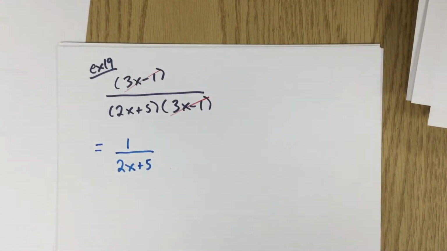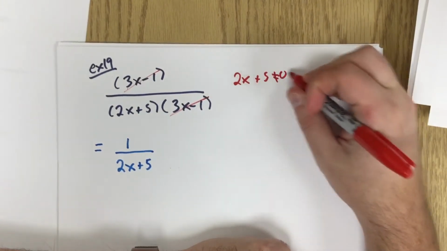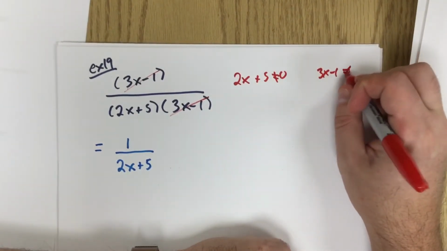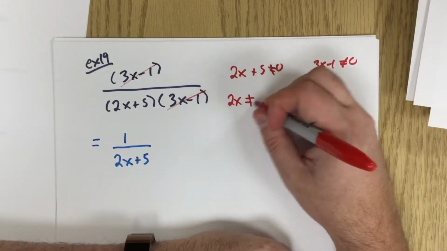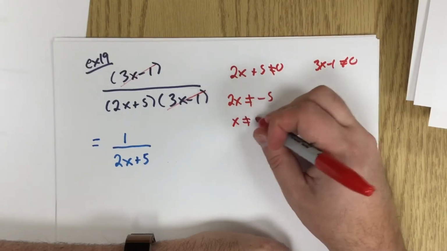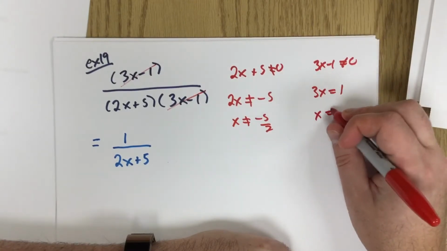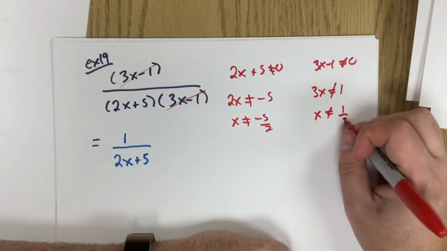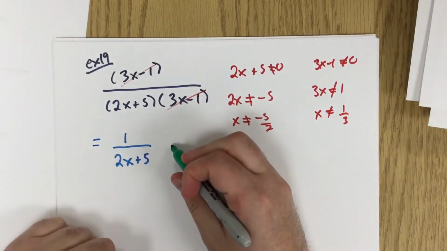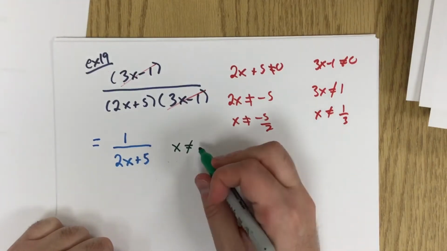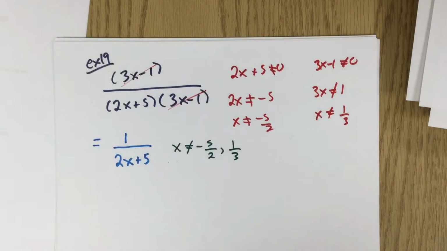The other interesting thing is, of course, we have some slightly interesting restrictions. 2x plus 5 is not 0. 3x minus 1 is not 0. So 2x is not equal to negative 5. X is not equal to negative 5 over 2. 3x is not equal to positive 1. X is not equal to a third. And putting that all together, we say that this and this are equivalent as long as x is not equal to negative 5 over 2 or a third.